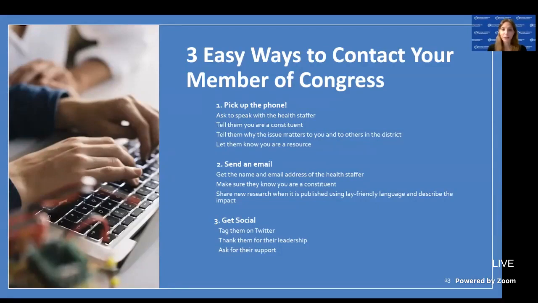And finally, you can also let them know that you're a resource. So if they're working on something related to cancer, let them know that they can call you or email you and that you can be a resource to them.